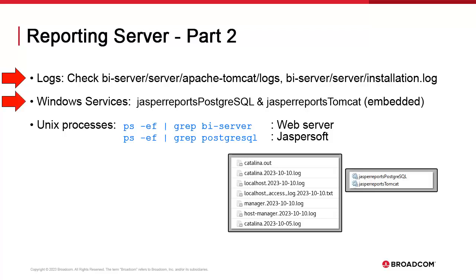The server is essentially a self-contained application, meaning a database, a reporting solution, a web server, and some Java files. As such, it has two Windows services referring back to JasperSoft specifically for the database and the web server. Unix has a similar process structure, the Tomcat and Postgres processes, both for JasperSoft.